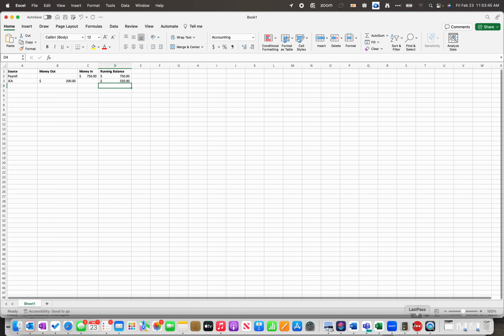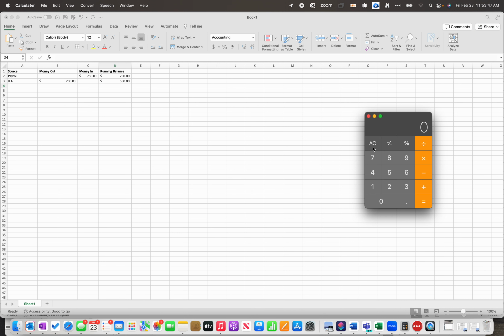And you can certainly use something like a calculator if you need to. You're just going to take that running balance amount of $750, and if it's money out, you're going to subtract from it. That's where I got the $550. If it's money going in, you'll actually add to it.